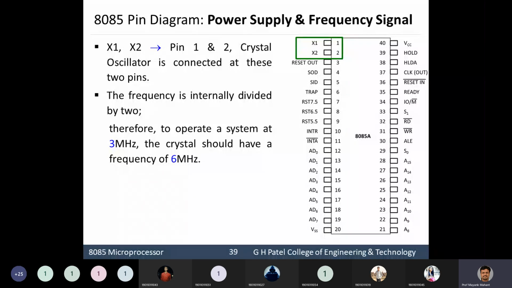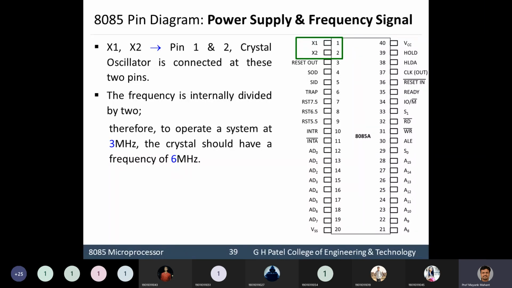A crystal oscillator is to be connected between these two pins. The frequency is initially divided by 2. The operating frequency of the microprocessor, as we have already discussed, is 6 megahertz, and it is divided by a factor of 2, so the crystal connected must be of 6 megahertz. Whatever operating frequency you want, say 500 kilohertz, the crystal connected between X1 and X2 must be of 1 megahertz.